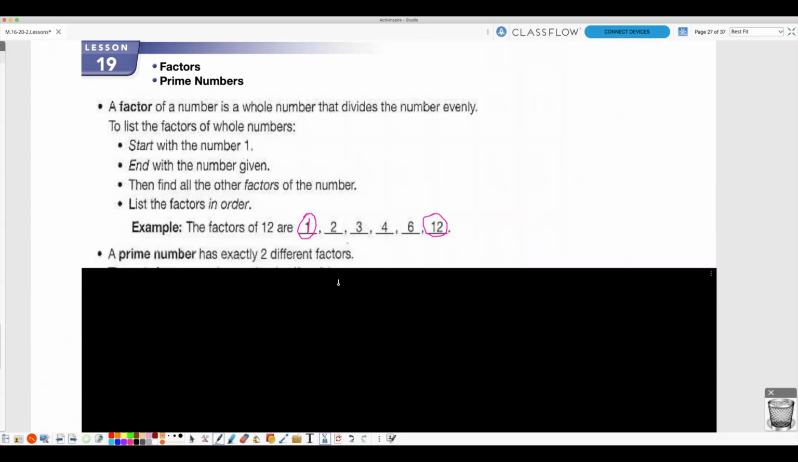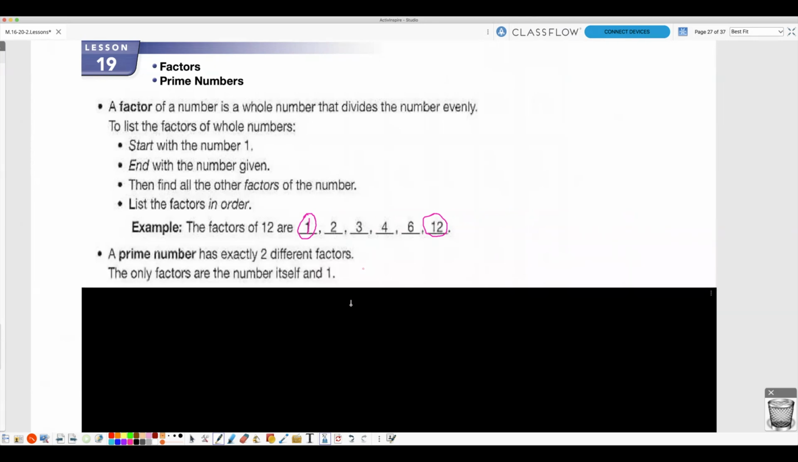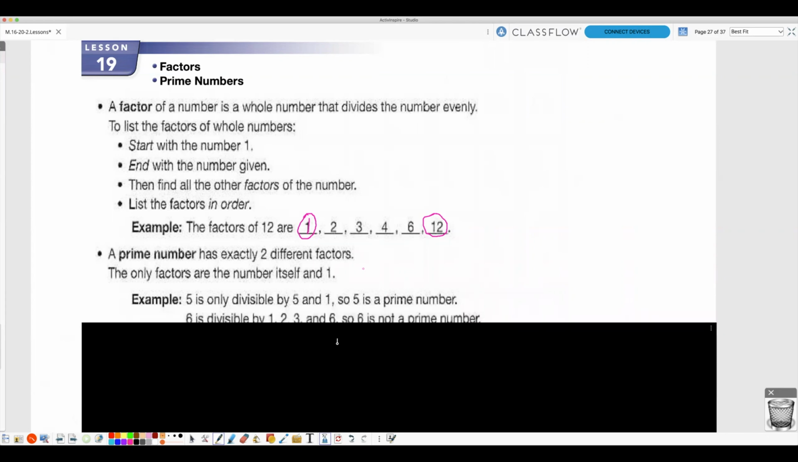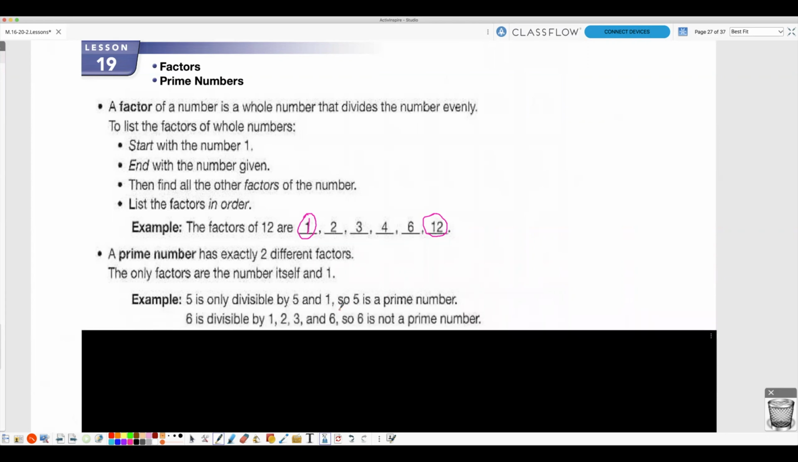A prime number has exactly two different factors, and they would just be one and itself. So for example, 5 is only divisible by 5 and 1, so 5 is considered a prime number. 6 is divisible by 1, 2, 3, and 6, and so 6 is not a prime number because it does not have just 1 and itself as the numbers it's divisible by. It also includes 2 and 3, you can see.